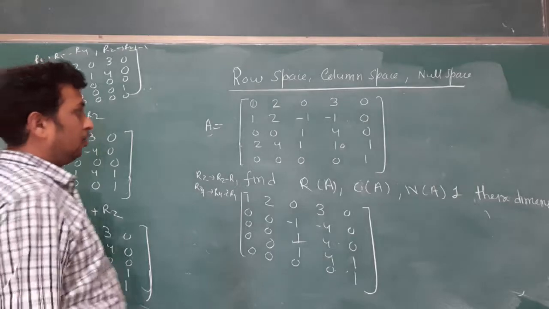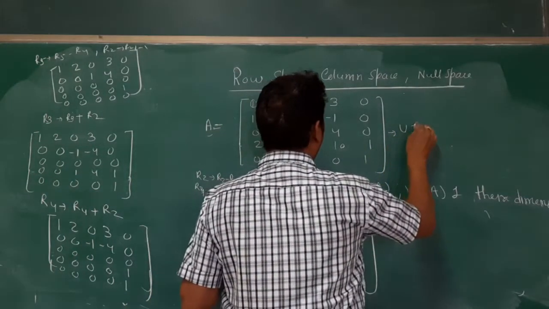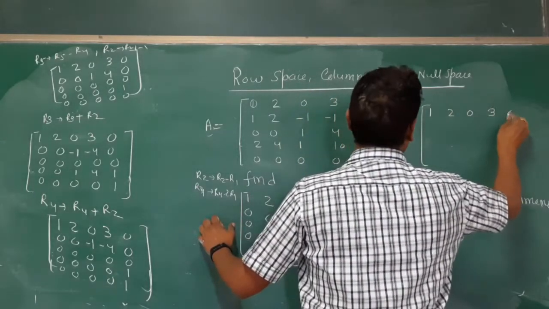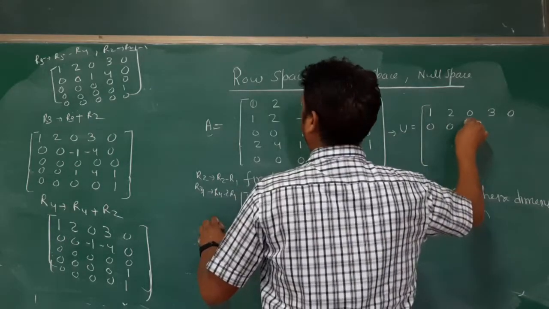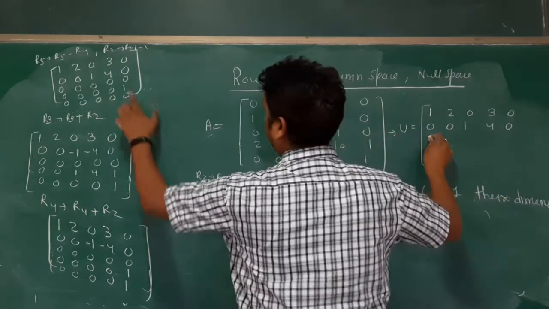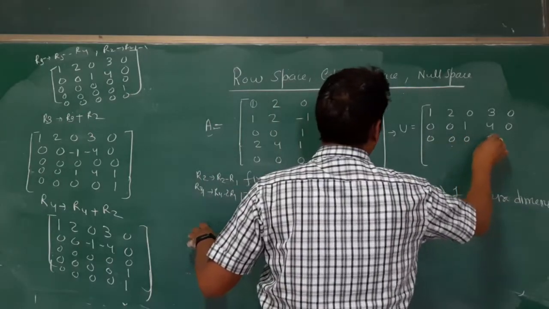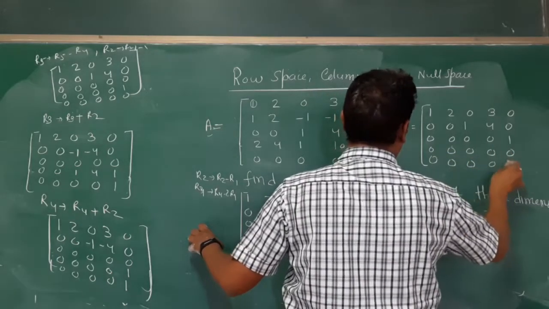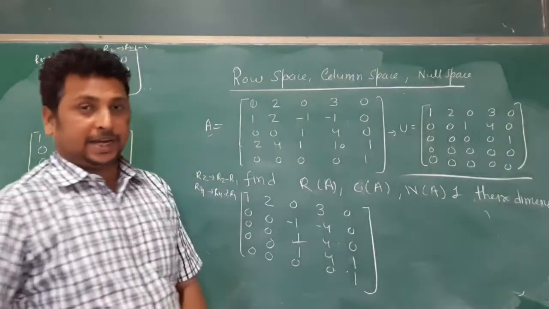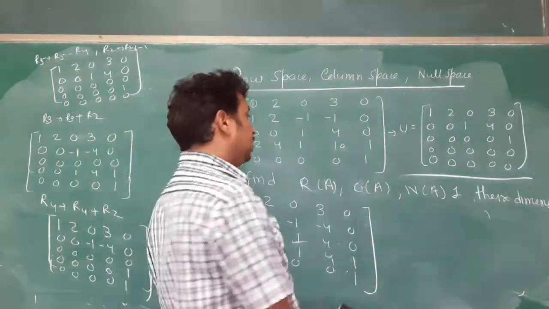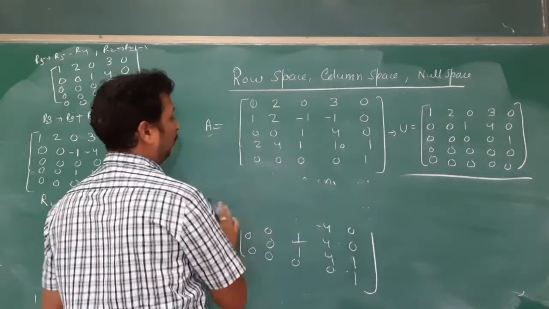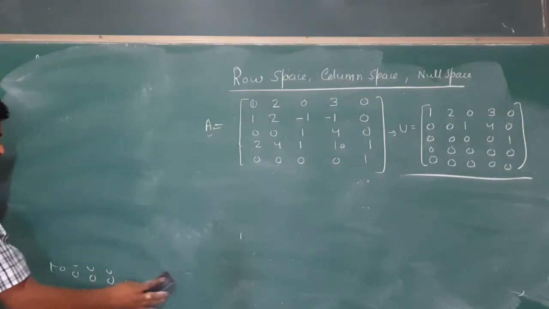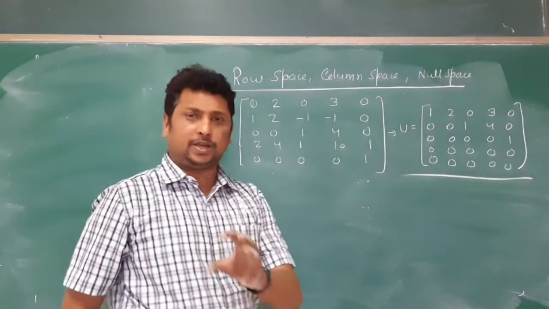So finally, what is the corresponding U matrix? The corresponding U matrix is 1, 2, 0, 0, 0; 0, 0, 1, 4, 0. Then these are non-zero, we put above, and then the remaining rows are 0. So this is your U matrix. Once you have U corresponding to A, your first step is over.